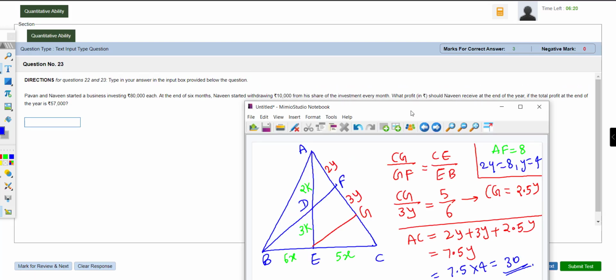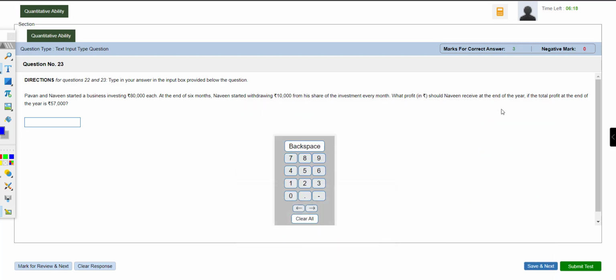Question number 23. Let's have a look at question number 23. Pawan and Navin started a business investing 80,000 each. At the end of 6 months, Navin started withdrawing 10,000 from his investment every month. Find the profit received by Navin at the end of the year if the total profit is 57,000. Again, this is an easy question.